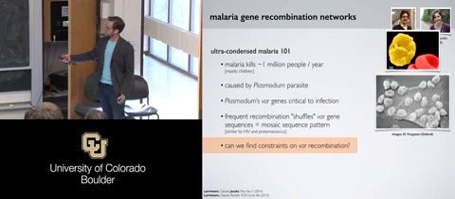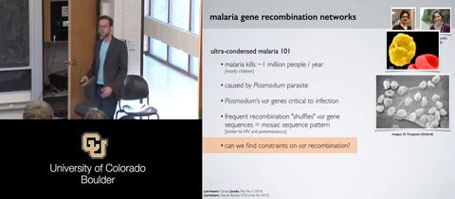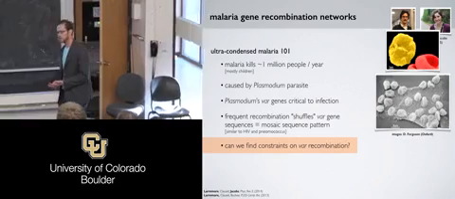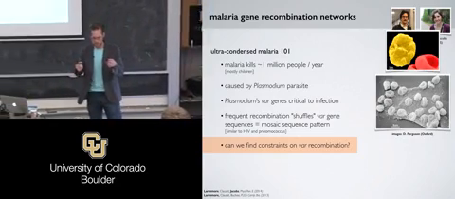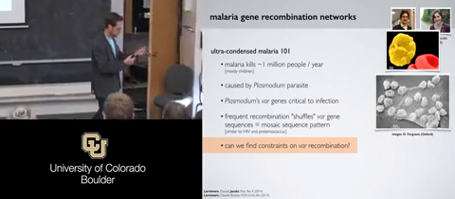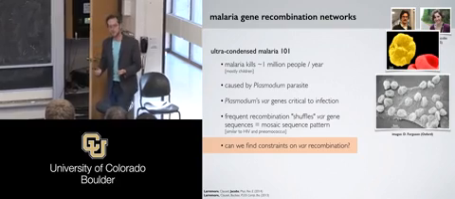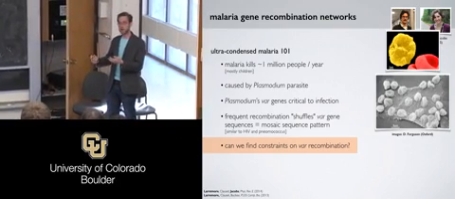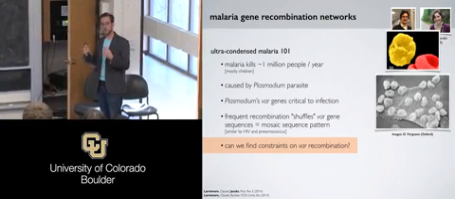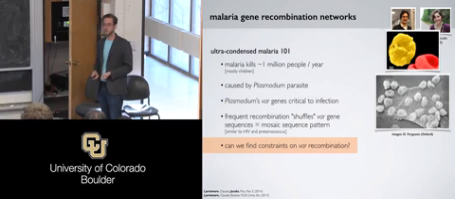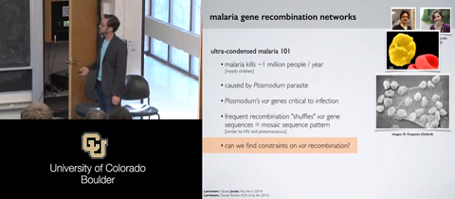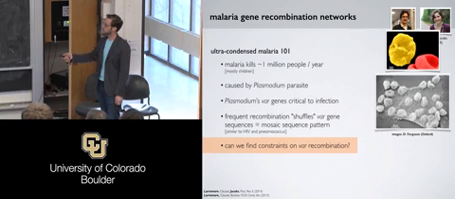So the question is, can we find constraints on the VAR gene recombination? So what's the network here? Well, there are genes. Recombination is when two genes exchange information, which exchange structural information, swap substrings. So that means that we have a network. The vertices are the genes, and the edges represent recombination or shared genetic information. And our question is, can we find constraints on the way these things recombine?